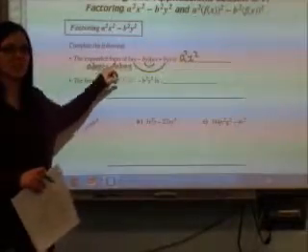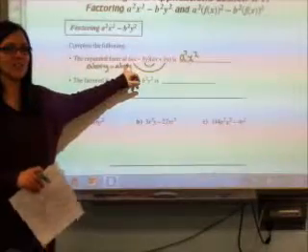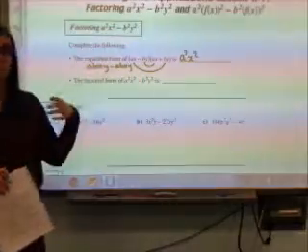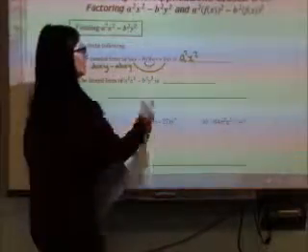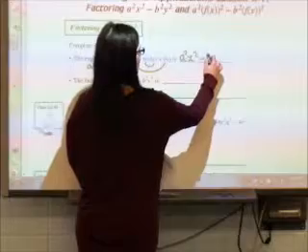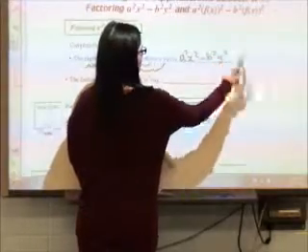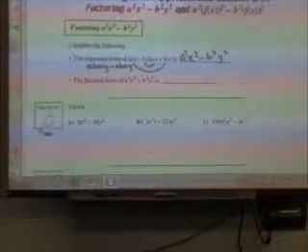These are going to cancel each other out. Something subtracted by itself will equal 0. So my outside and my inside terms are gone. That leaves me with multiplying the last terms together, and there's my difference of squares.